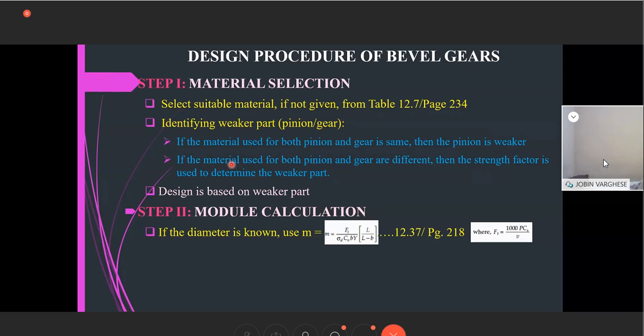But if the material used for both pinion and gear are different, suppose the pinion gear is steel, and the other one we are using some mild cast iron or something. So one is stainless steel and cast iron, something.